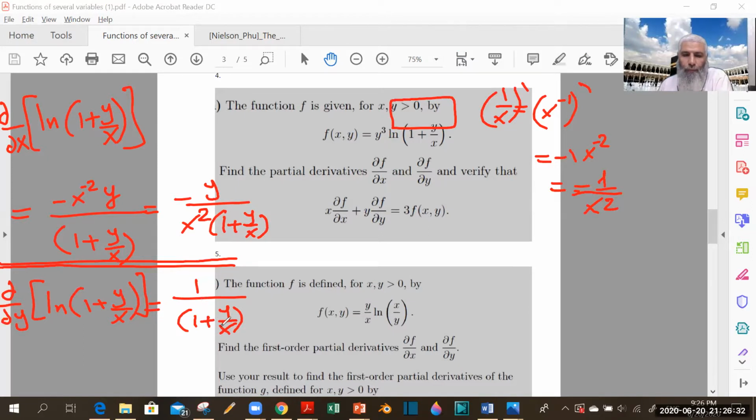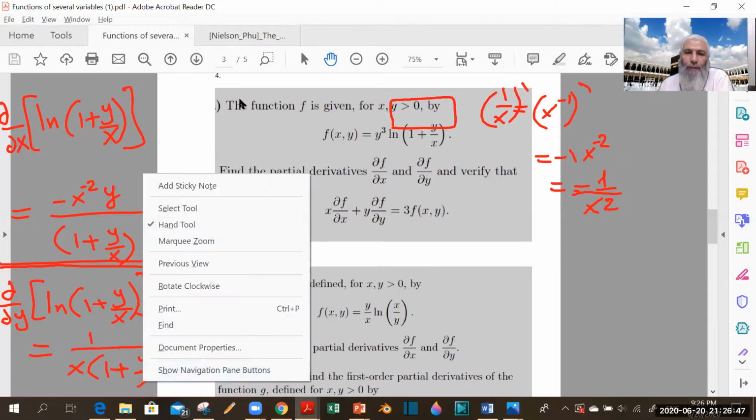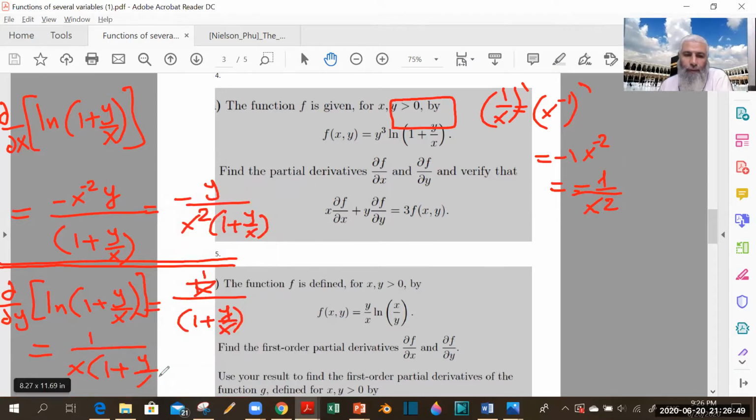Multiplied by the derivative of the inner part. The derivative of 1 is 0. The derivative of y over x with respect to y is 1 over x, which is 1 over x multiplied by 1 plus y over x. Again. No problem. Okay. You see, this is the difference between d/dx of ln of this bracket and d/dy of ln of this bracket.